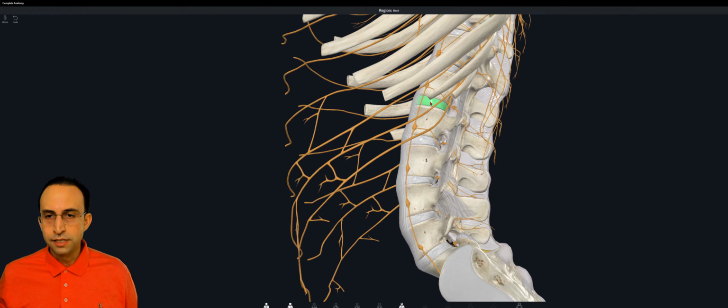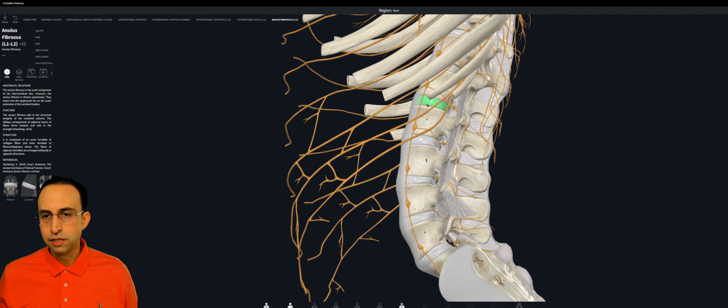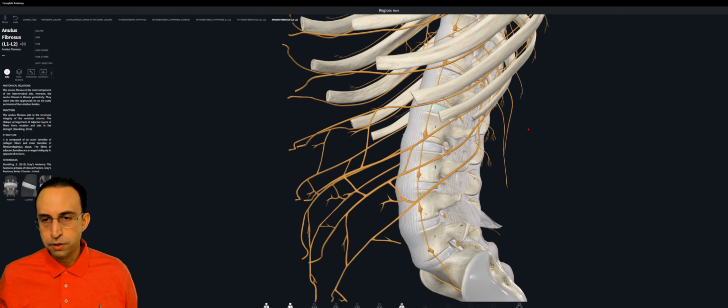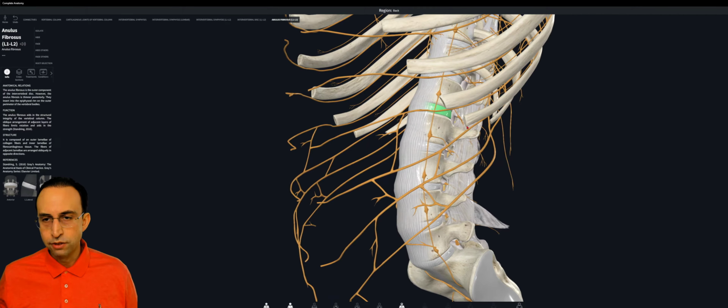You have these discs in between them, which we said are gelatinous, water-filled, and effectively they provide shock absorption for the spine. And then that may or may not cause a herniation, which could end up compressing a nerve, which radiates down into the leg. That would otherwise be known as sciatica. So that's one issue that can happen.